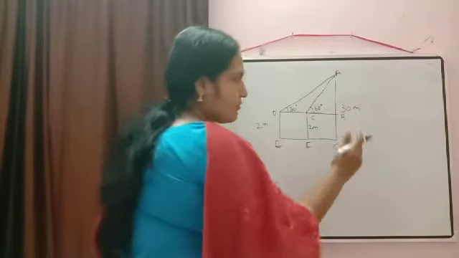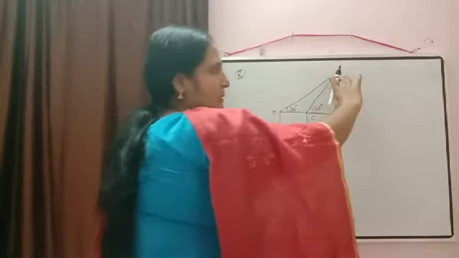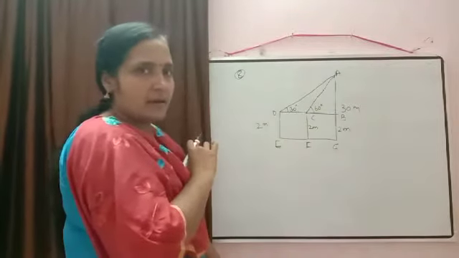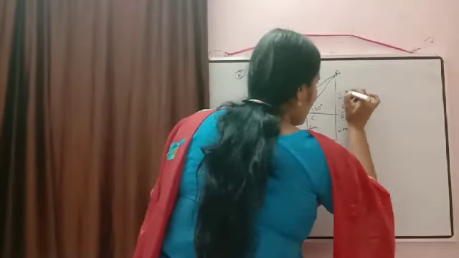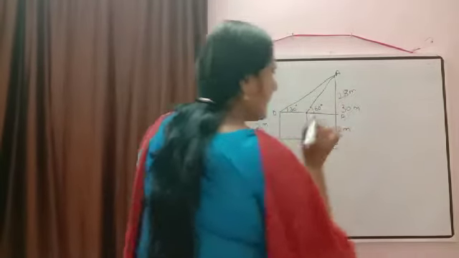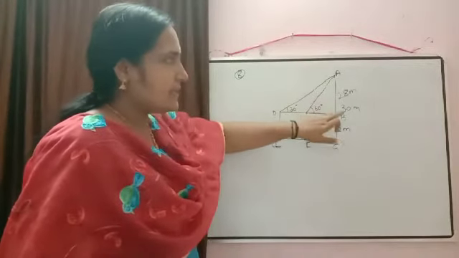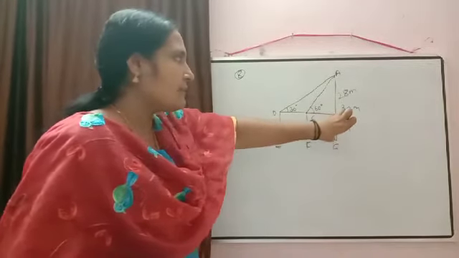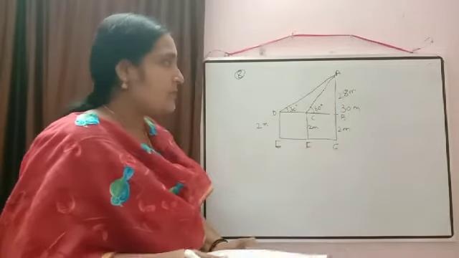So BG will also be equal to 2 meter only. So can you tell me how much will be equal to AB? Yes, correct. That is 30 minus 2. So AB will come equal to 28 meter. Total height of the building is 30 meter and height of the man is 2 meter. So the remaining will come 28 meter.